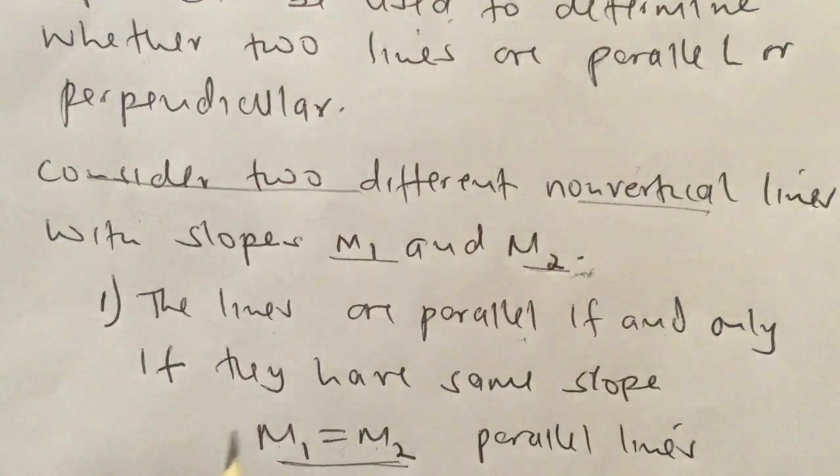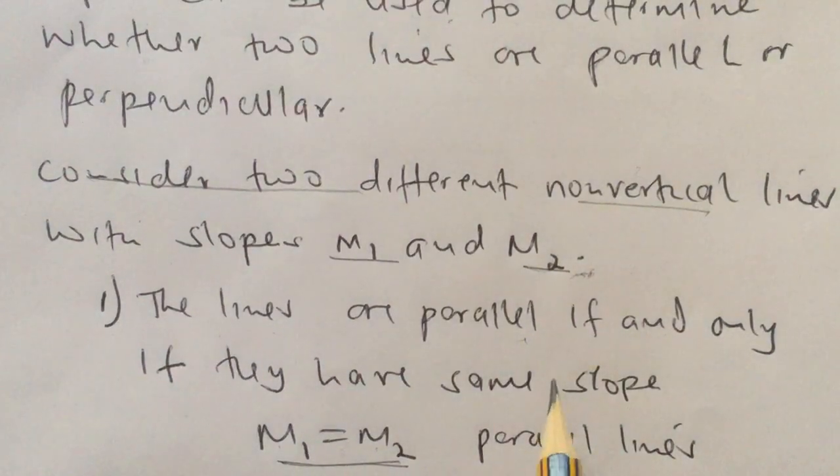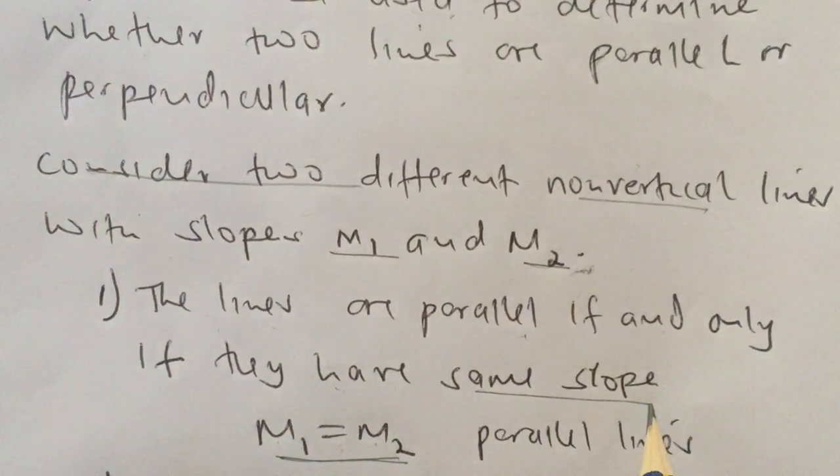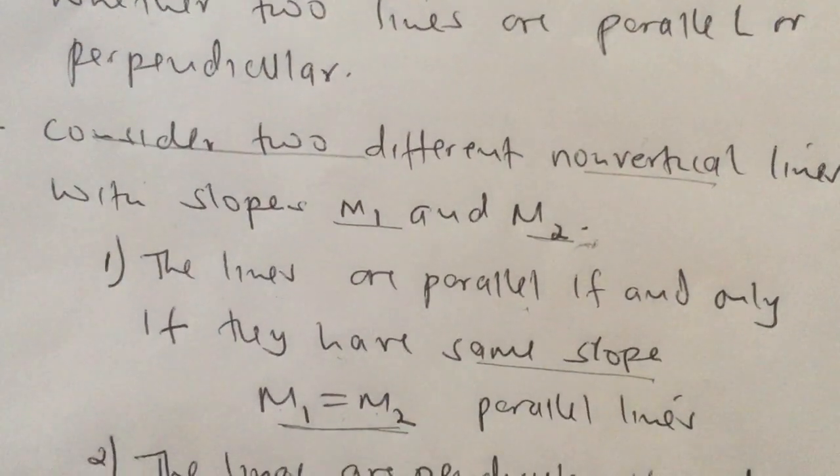The first observation that we opt to make is that the lines are parallel if and only if they have the same gradients. So if you calculate their gradients and you find two lines have the same gradients, then it's a clear indication that those two lines are parallel.